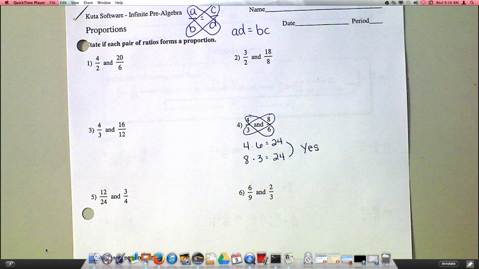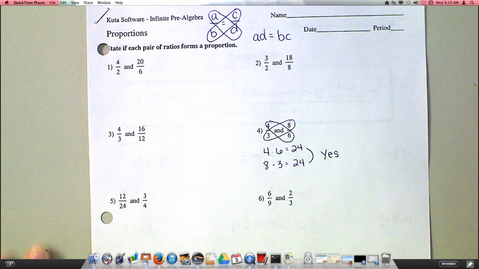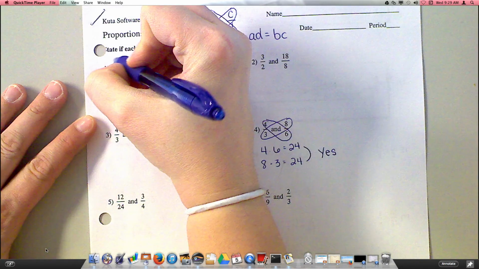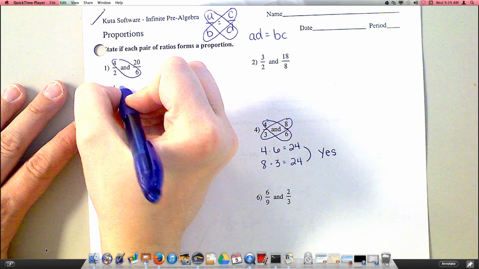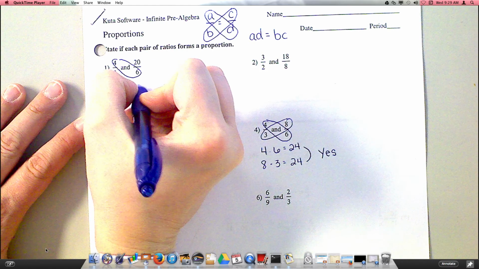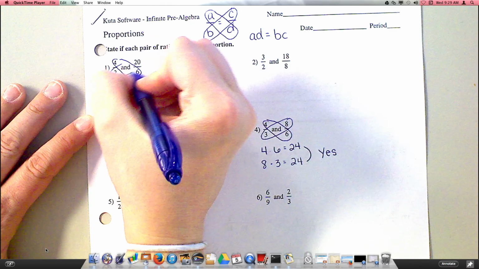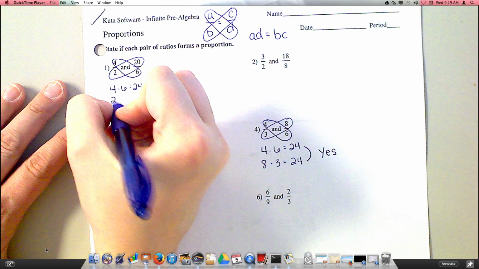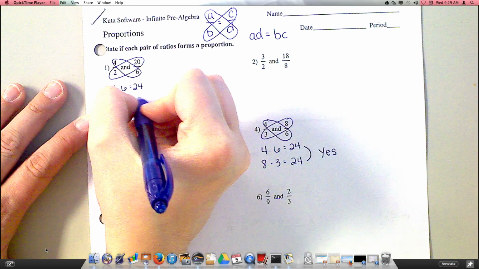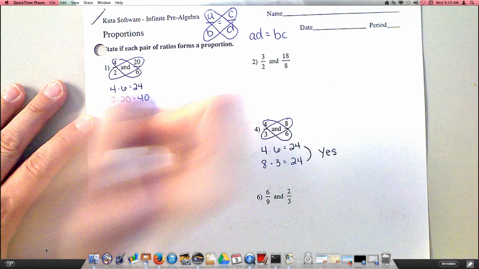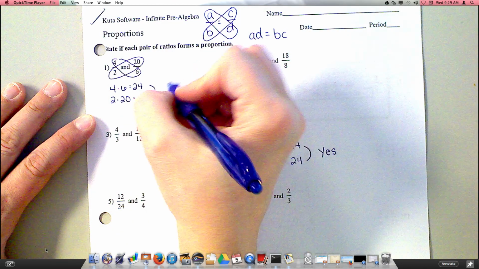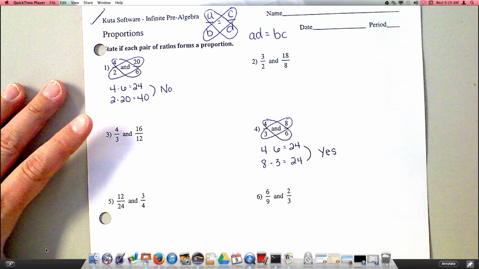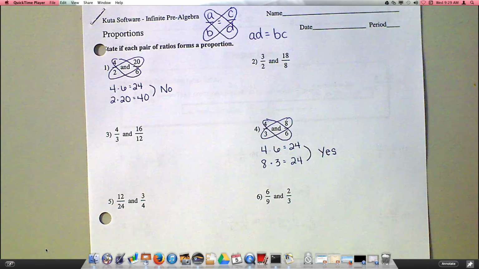So let's go back to number 1. If I multiply number 1, 4 times 6 is 24. And then I multiply across this way. 2 times 20 is 40. So do these form a proportion? No. So you would look at those two. They're not the same. So I would say no. Does that make sense?